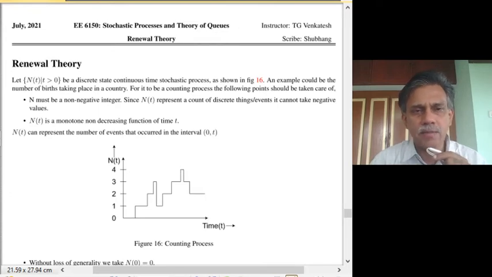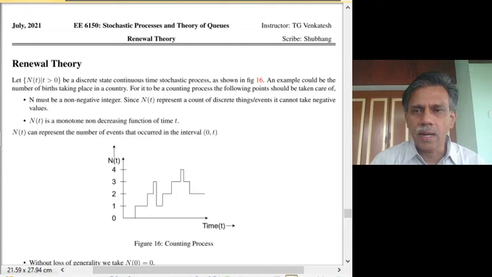We will see in this lecture what renewal processes are and how it is more general than the Poisson stochastic process, and it can be used for modeling a wide variety of systems that we encounter in science and engineering.